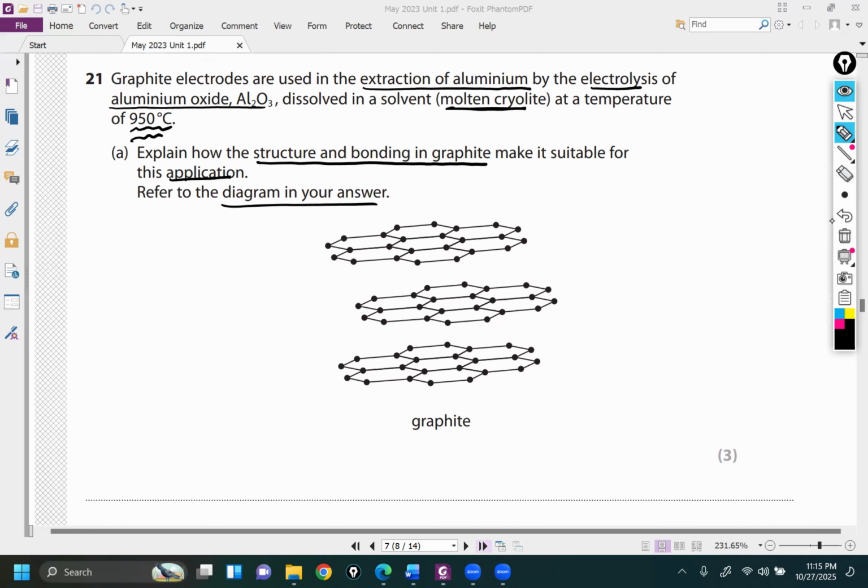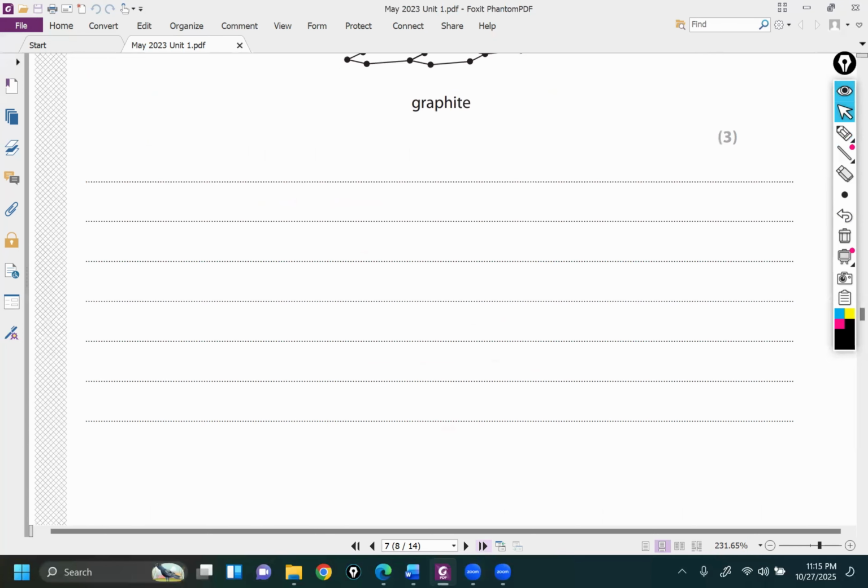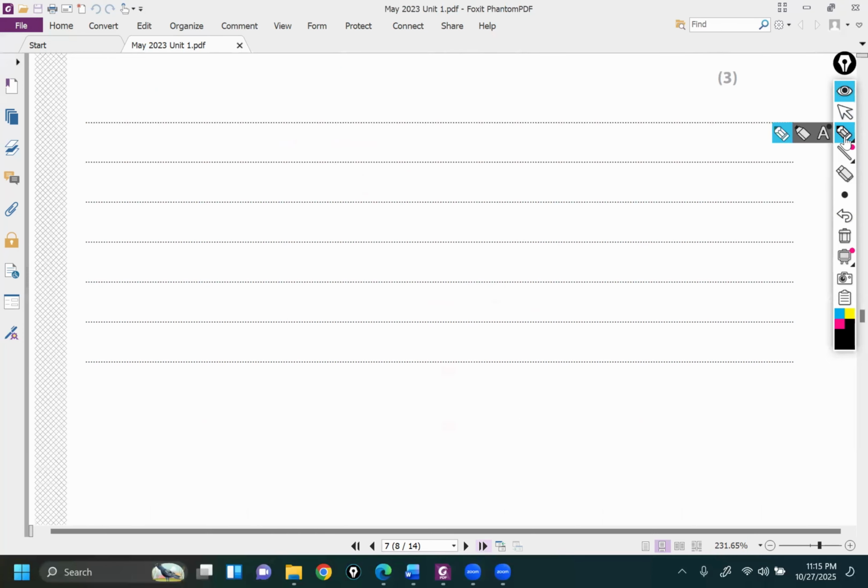We have to explain now why graphite is a good conductor of electricity, 1 point, and how it can withstand this high temperature because of its high melting point. But these 2 points we will explain using the structure and bonding of graphite given in the diagram. So let me move the question a bit up to make space for it. The first thing, graphite, this is like an easy part.